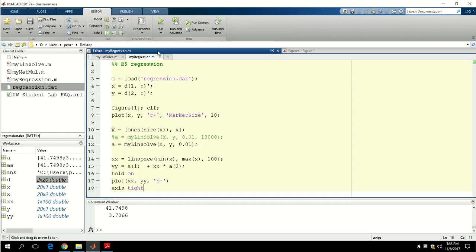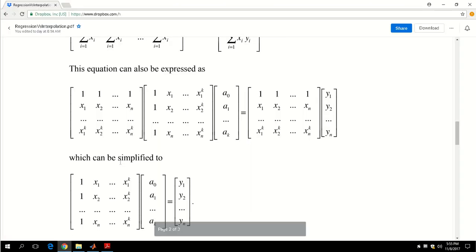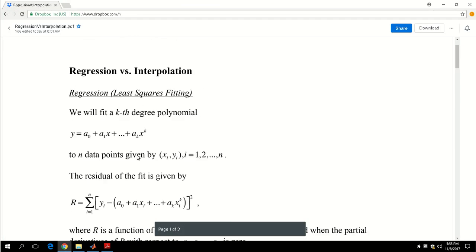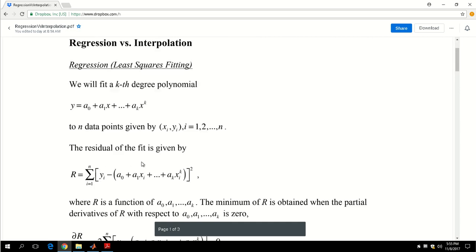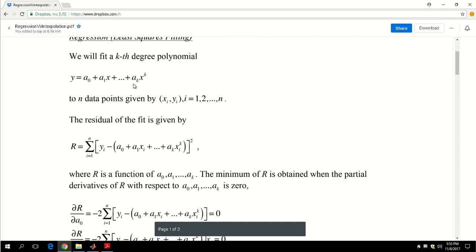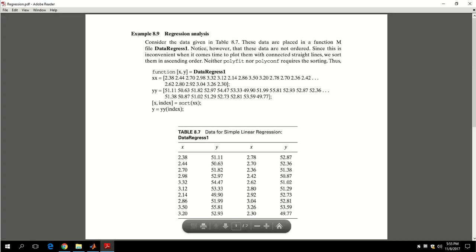You can play with that. You can play with this particular code, right? Now for the example that we are looking at here, it's got just one independent variable, that's x, right? What if you have multiple independent variables, right? What if? So this is example 8.9 of our textbook.